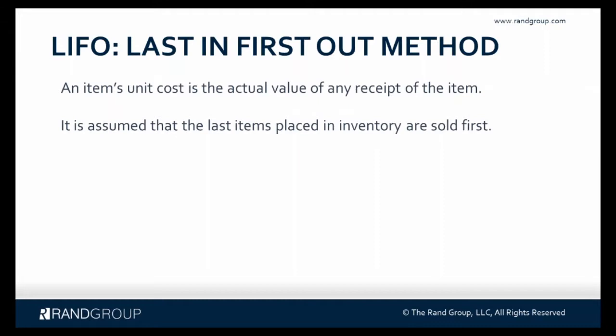This costing method is very similar because an item's unit cost is the actual value of any receipt of the item. However, instead of the first item purchased being sold first, it is the most recently purchased item that is considered to be sold first. An example of an item that would have this sort of cost flow would be sand, because sand would be gathered from the top of the sand pile rather than the bottom.